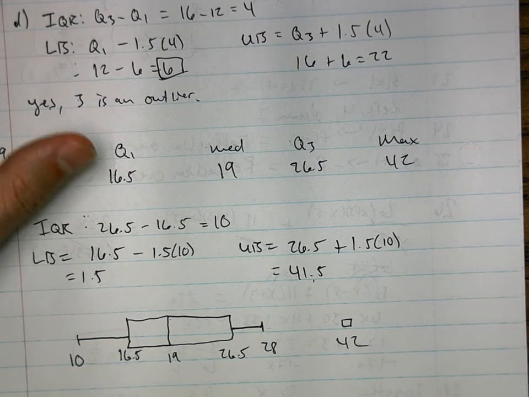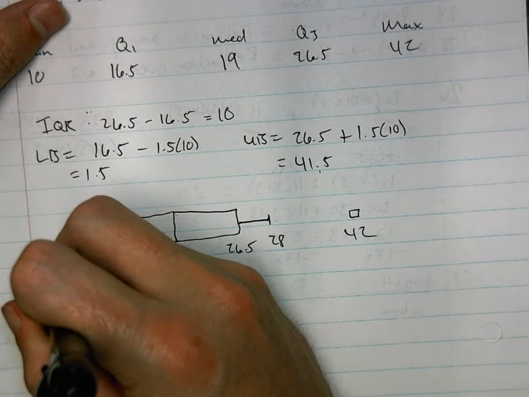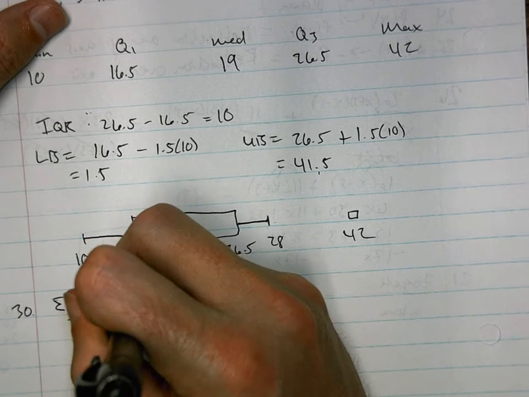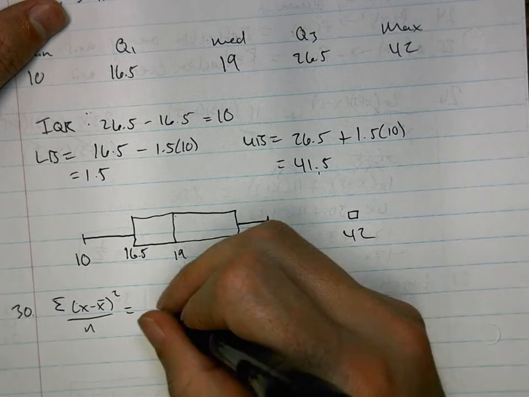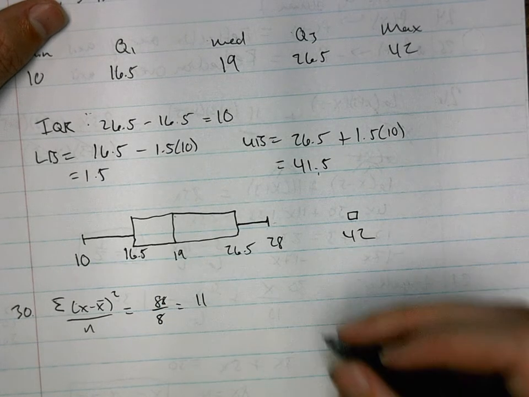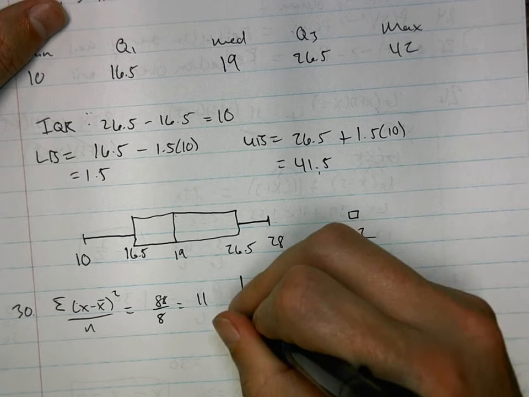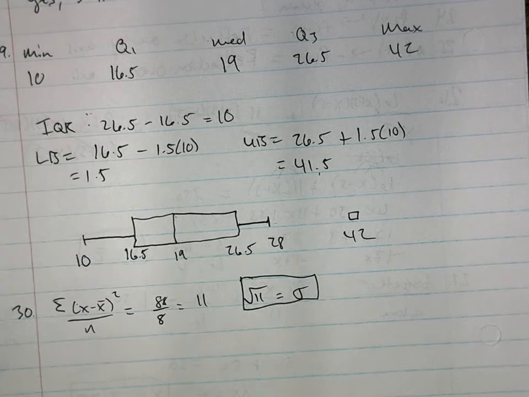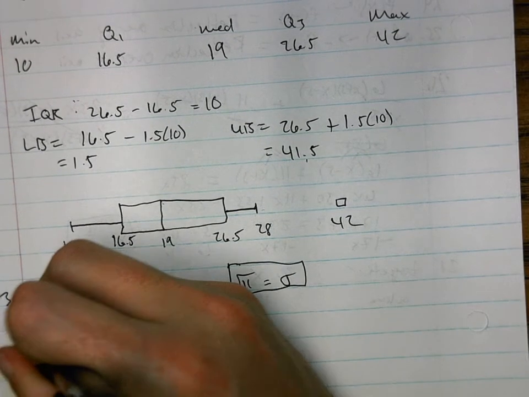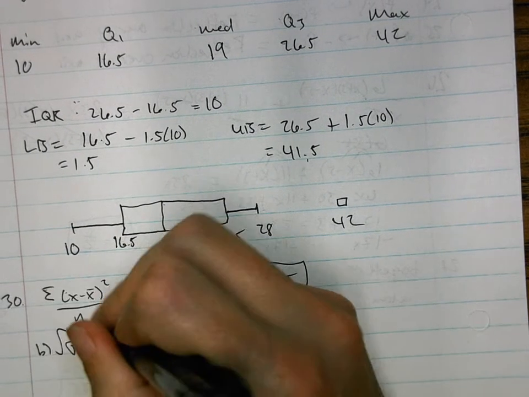Okay, for number 30, the square root of the sum of x minus x bar squared divided by n is equal to the variance. So 88 divided by 8 is 11. 11 is our variance. And the square root of the variance is our standard deviation. So it's root 11. I'm not going to get a calculator. You guys do it. For part B, if the variance is equal to 49, you square root both sides, and your standard deviation is equal to 7.